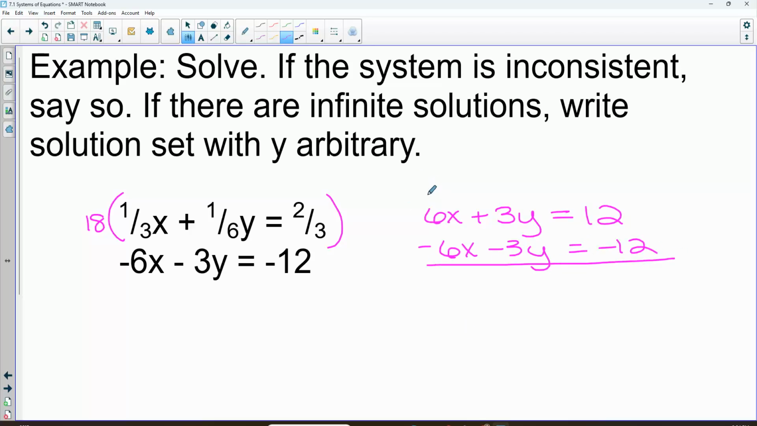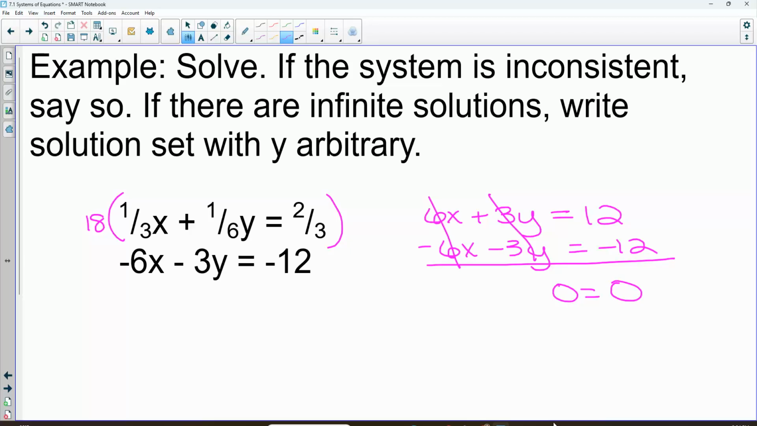When I add, 6x and negative 6x is 0. 3y and negative 3y is 0. 12 plus negative 12 is 0. What does that mean? Consistent solution. It is consistent. We have solutions. But that means it's infinite solutions, right? All real numbers. Now, here is the one thing that we are doing differently than what you did last year.